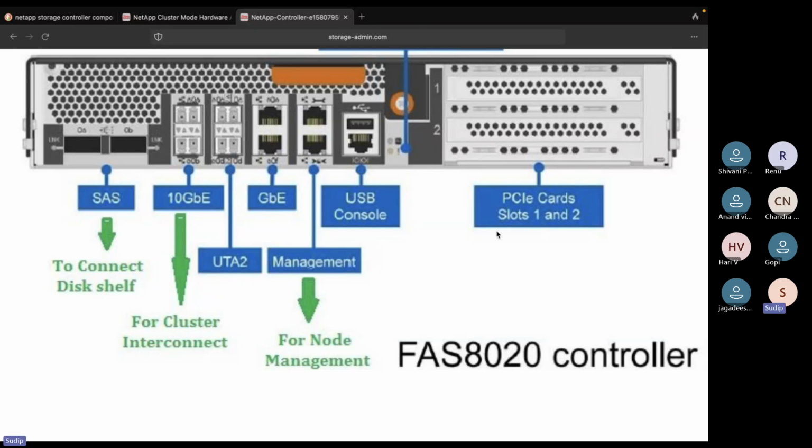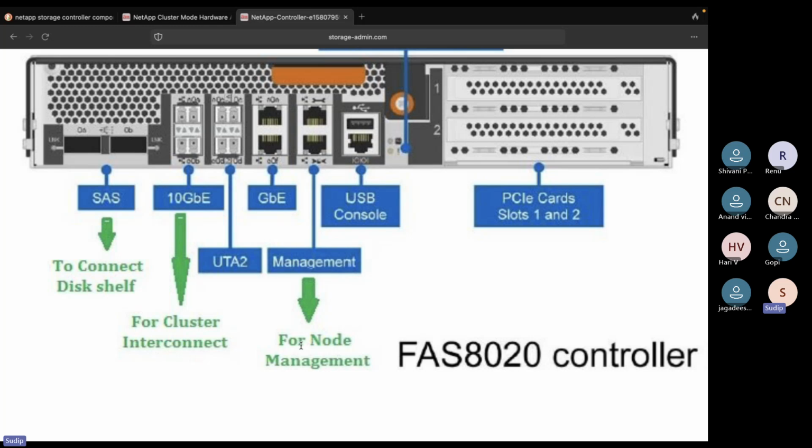Okay. So this is another storage controller of NetApp. I just wanted to show you the various components that are available. This is the model number that you see, FAS 8020. And a very similar diagram is what we had seen in our course content also. So let me help you understand what these various components are.